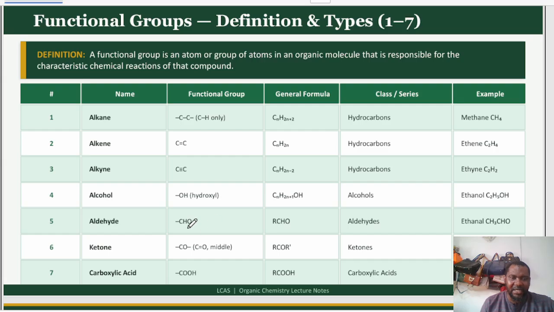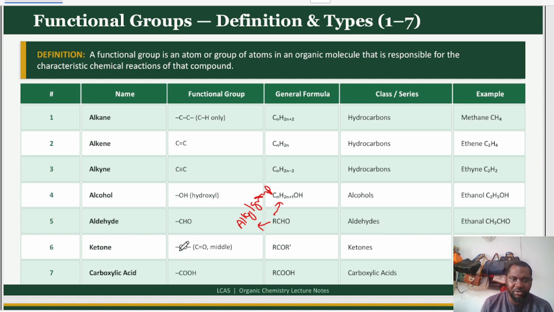Now you have aldehyde. The functional group of aldehyde is CHO, and the general formula is RCHO. Now this R is the same thing as CnH2n+1. This R is actually called an alkyl group. It's a group, it's not a compound. It must be attached to something, and the formula is CnH2n+1. I'll be talking more about that in my next video.